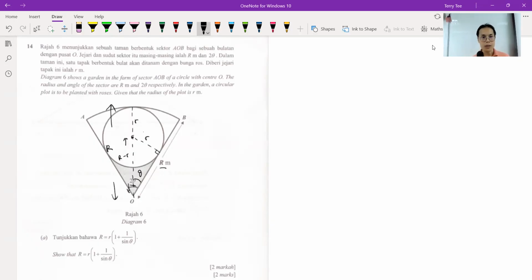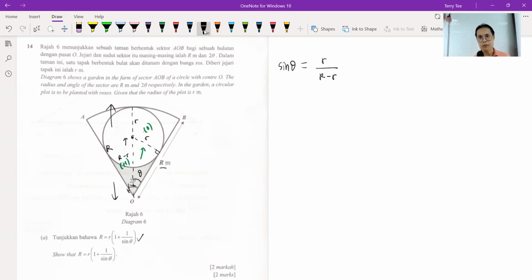So let's use SOH CAH TOA. In this case, we use sine, right? Here the question already gave you sine. Sine is your opposite. This is your opposite, divided by your hypotenuse, right? So we say sine theta is small r divided by big R minus small r.